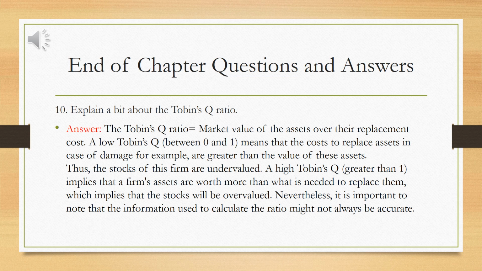A high Tobin's Q, as in greater than 1, implies that a firm's assets are worth more than what is needed to replace them, which implies that the stocks will be overvalued. Nevertheless, it is important to note that the information used to calculate the ratio might not always be accurate.